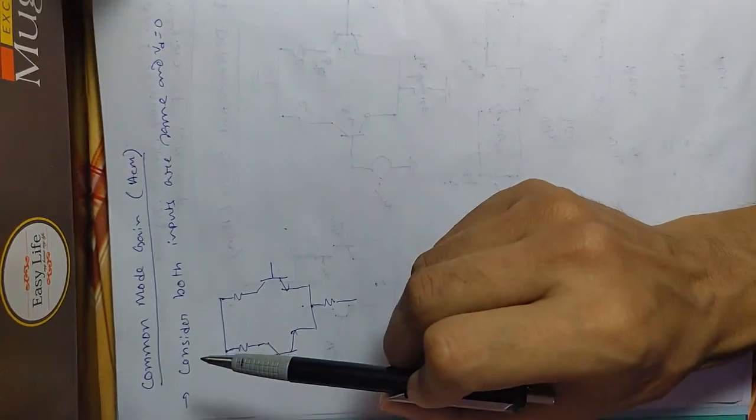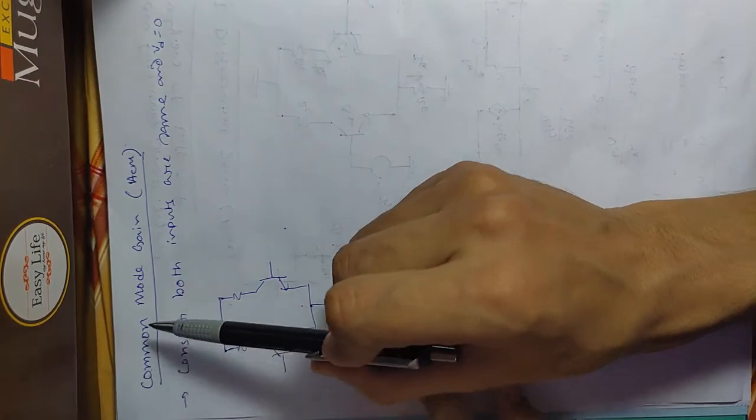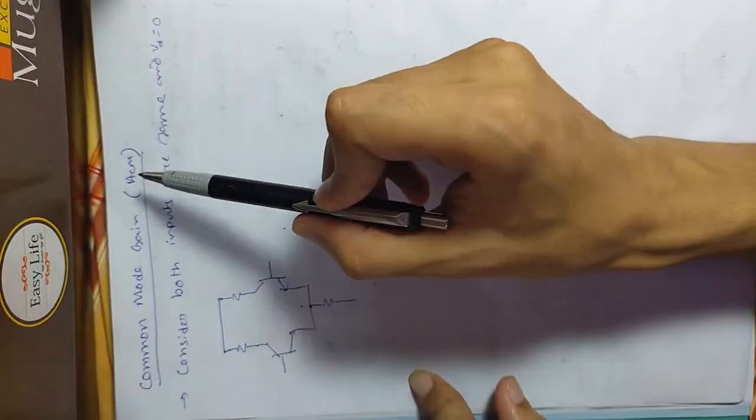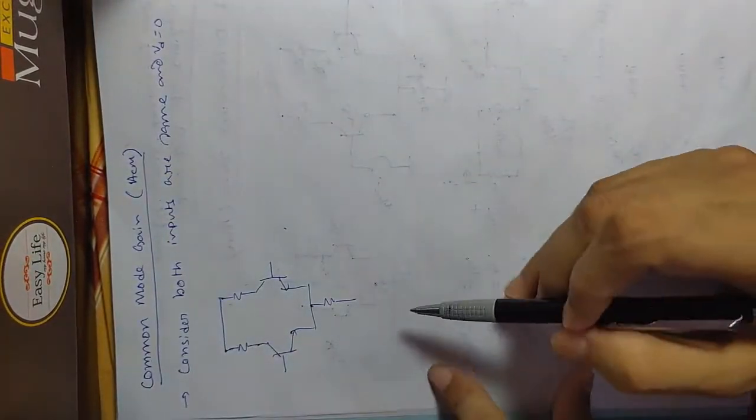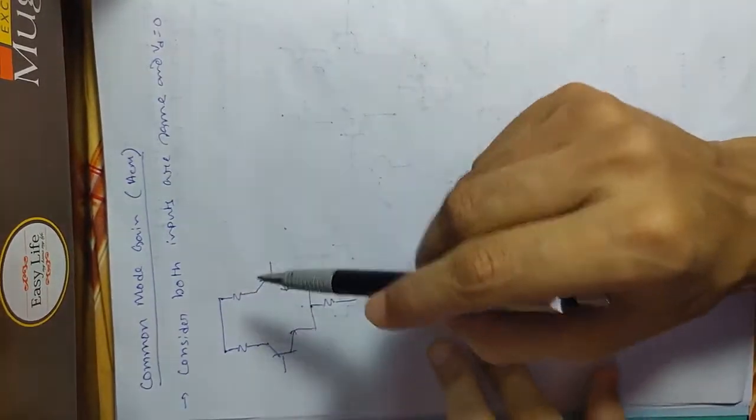Already computed the differential gain. Now we will compute the common mode gain, which is denoted by ACM. In this case, we will consider both the inputs are the same and VD is 0.